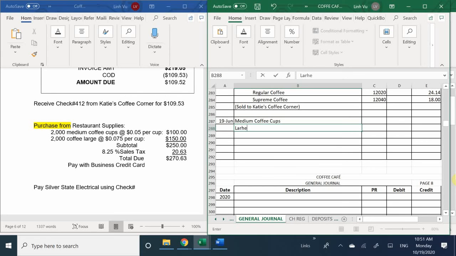And large coffee cups. Okay. And then we're going to do credit checking, or Visa payable. Visa payable. Good. We paid with the business credit card. Visa payable.